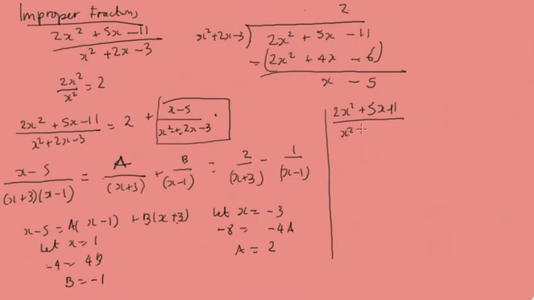Let's just write this out. So we've still got our, don't forget your 1 that we got here, and that's going to be 1 plus 2 over x plus 3 minus 1 over x minus 1. And that's how you would do the improper fractions. Now, we can use this method to be applied to other types of sequence problems.